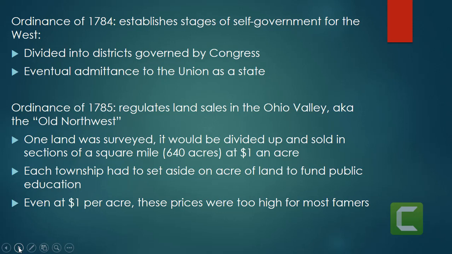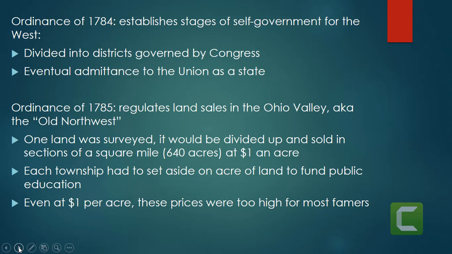The first of this is the Ordinance of 1784, and that's important for us because it basically establishes stages of self-government for the West. And remember, at this point, what they consider the West is still actually east of the Mississippi. What we think of the West today, California, Colorado, all of that, as I mentioned, is still under the control of Mexico. So to a colonial American, the West is the Ohio Valley, Western New York, Western Carolinas, but still east of the Mississippi.